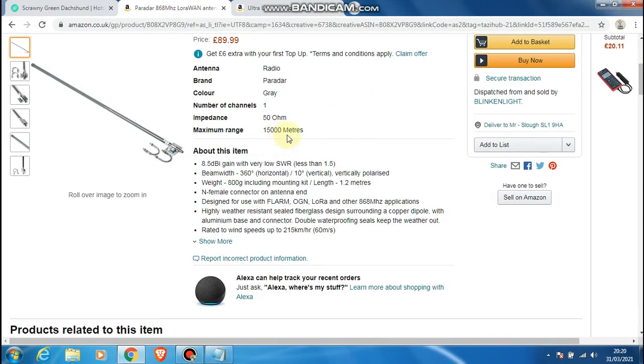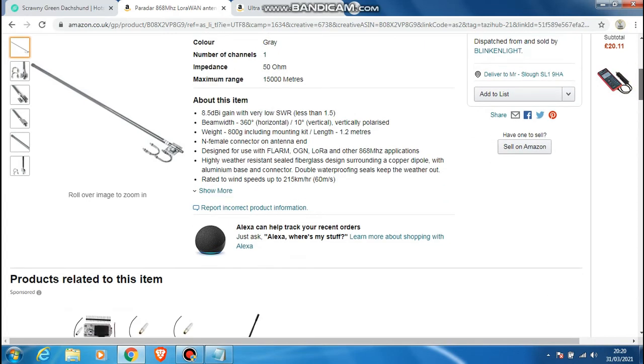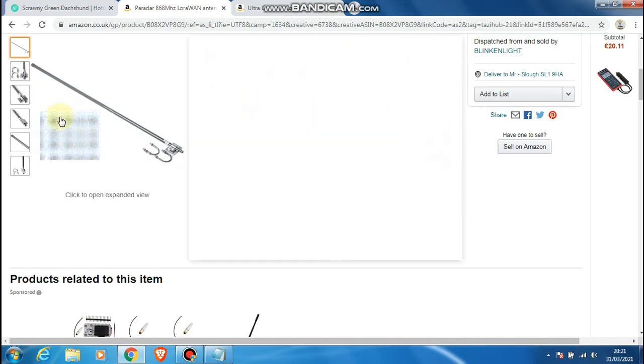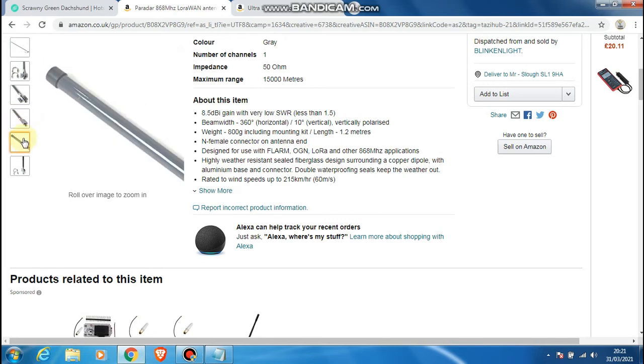Maximum range says 15,000 meters, so 15 kilometers, which is actually quite good, as long as you don't live in an urban jungle surrounded by massive built up areas and skyscrapers. One more very, very important thing that you must remember is that the antenna that you buy absolutely has to be vertically polarized. If it's not vertically polarized and it's instead horizontally polarized, you're actually wasting your money, because it's not going to work.